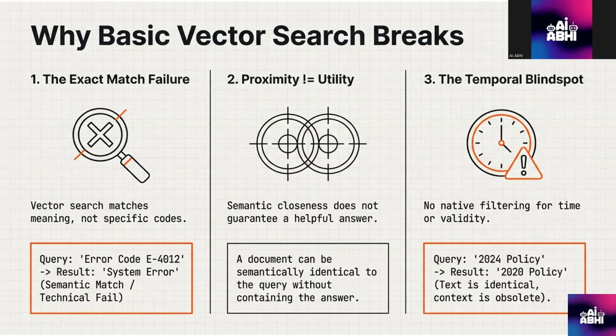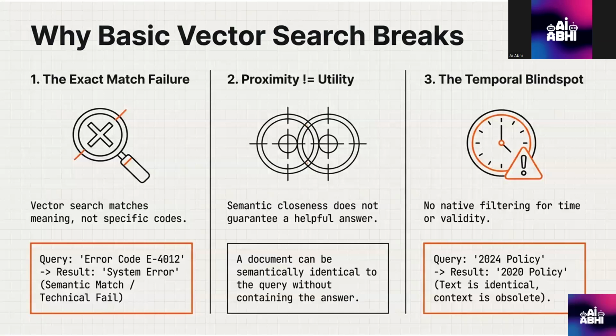Problem one is that semantic search misses exact matches. So if someone asks for an error code like E4012, for example, the vector search might not find it because it's matching the meaning, not the keyword. So the exact code could be sitting right there in your database, but the embedding model doesn't treat it as important. The second problem that we face is cosine similarity rewards proximity, not usefulness. Just because a chunk is semantically close to the question doesn't mean it actually helps in answering it.